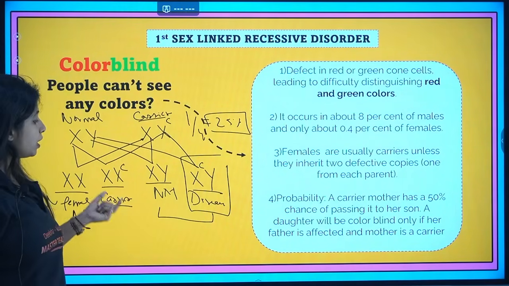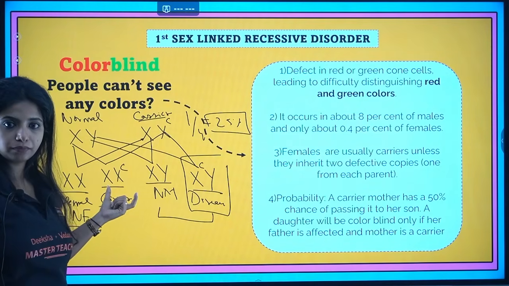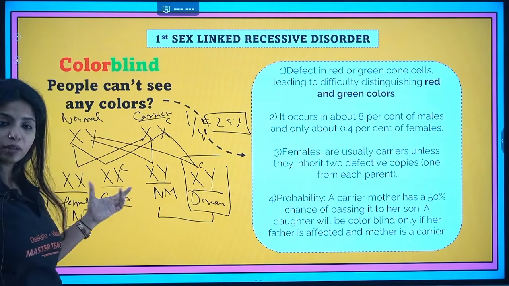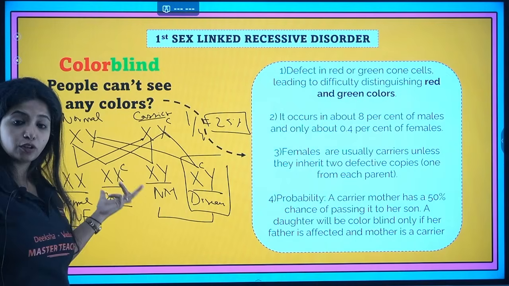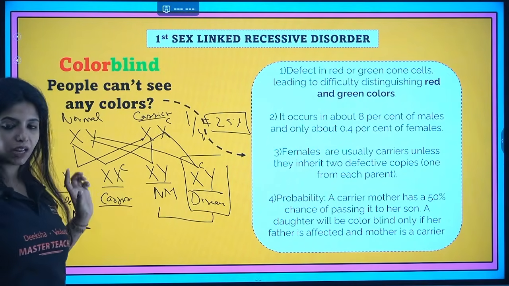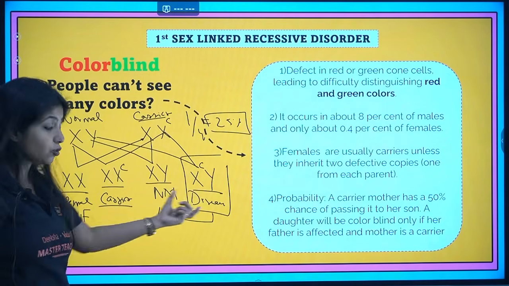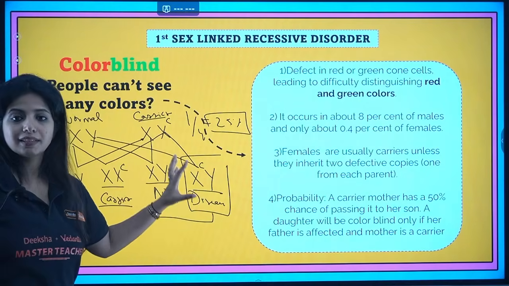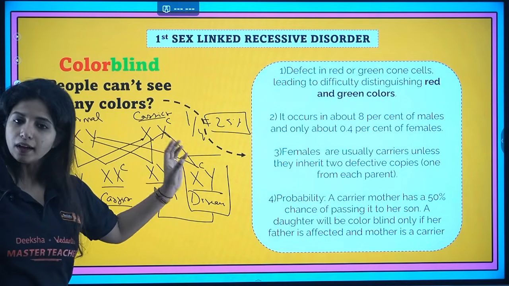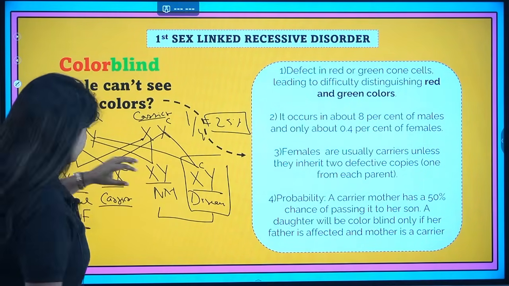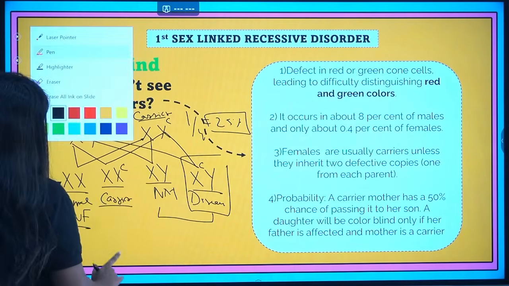Got it? Similarly, 50% of the females can be carriers. Out of 2 females, 1 can be a carrier also. So of the total offspring, 25%, 1 person can be affected, and that has to be a male. Okay, this is one condition. Now, going ahead.